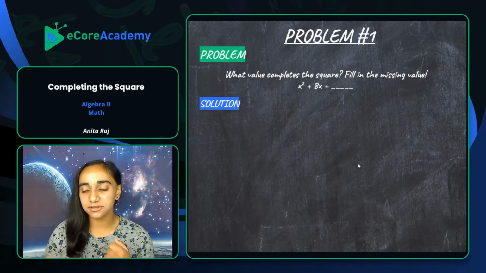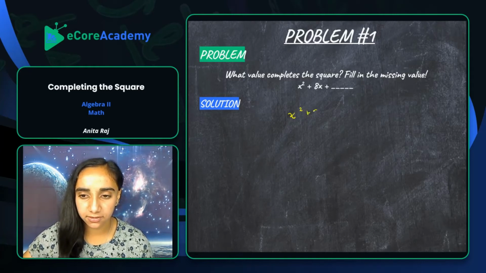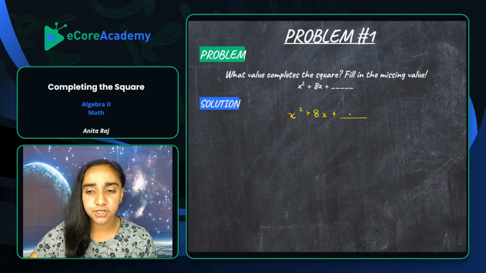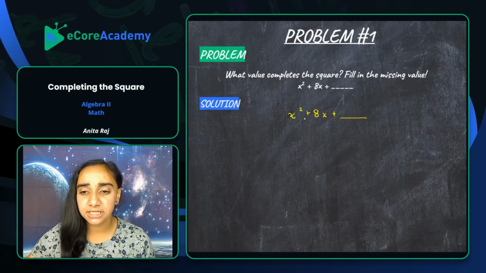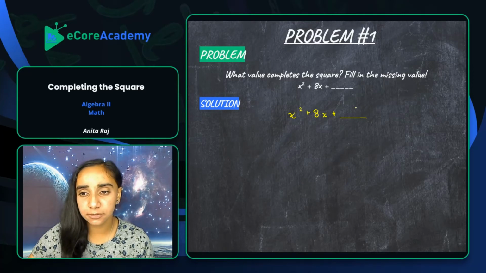So our first step is always going to be rewriting the problem. So the problem is x squared plus 8x plus whatever this blank term is. So remember, this is going to be usually our c term. And remember, the first step was we divide by a if a is not equal to 1. In this case, a is equal to 1, so we don't have to worry about that. Then we subtract c from both sides.